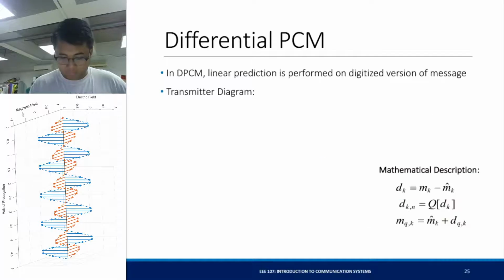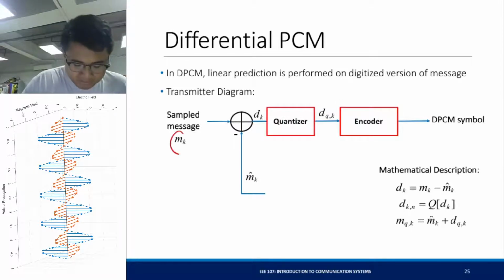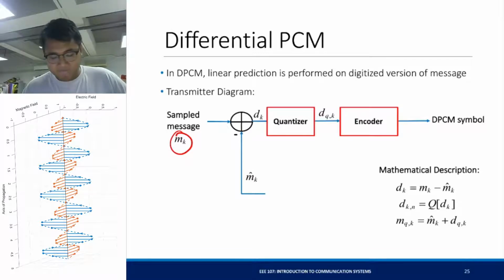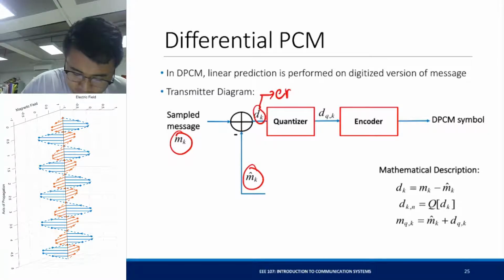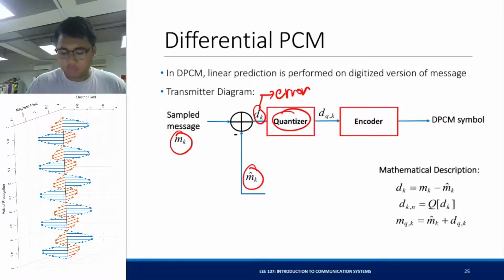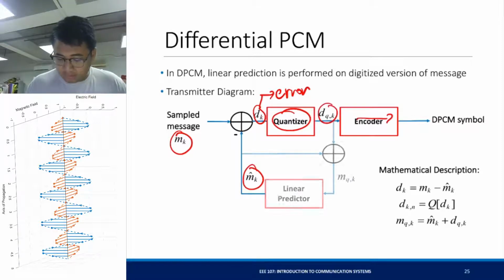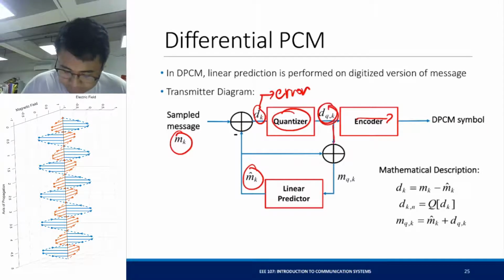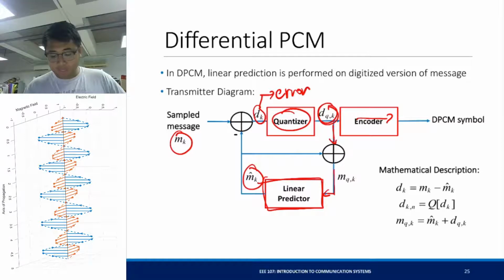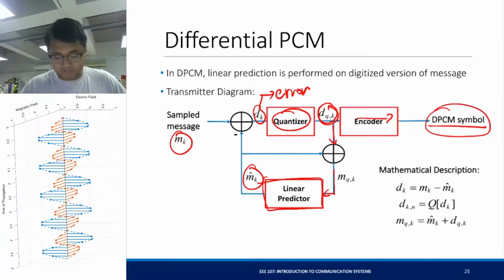So how does that work? You have your sampled message here, and then you have the estimate of the message here. You get an error, and you put that in a quantizer, which will be quantized and then encoded. Then that quantized value will be fed back to the linear predictor. With that, you're able to get a DPCM symbol right here, and this is already the difference between the sampled values.